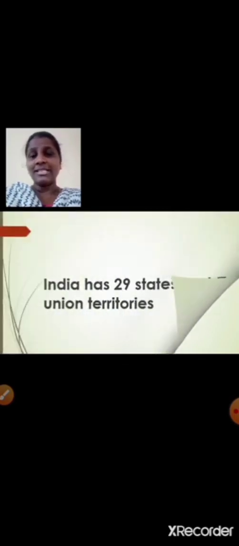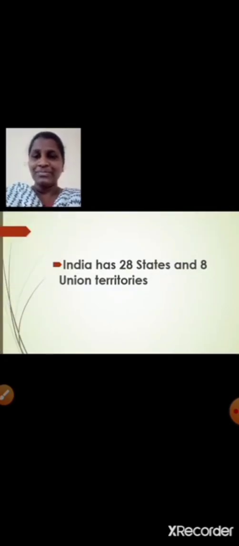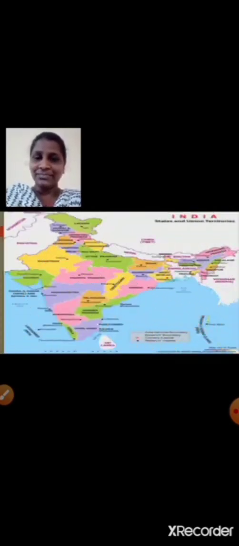Then you will ask, Miss, earlier we had 7 union territories, right? Then how come 8 union territories now? So let us try to understand. Students, first of all, in this map you can see the images of states and union territories. It is given in your textbook as well. Just go through that.